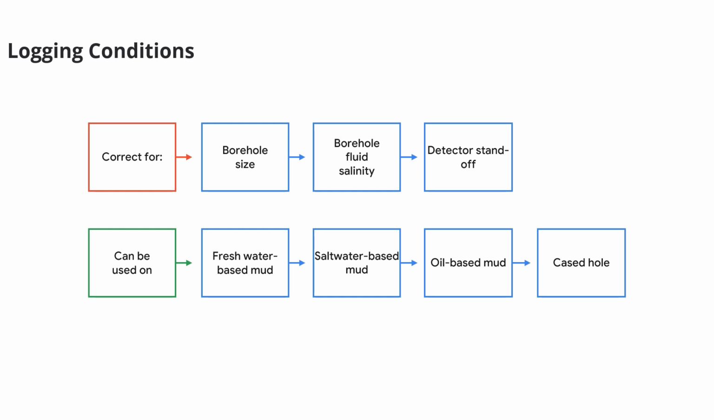Certainly, logging conditions significantly impact the accuracy of neutron porosity measurements. Factors such as borehole size, salinity, and the detector standoff, which is any physical separation between a detector and the formation, must all be considered to ensure reliable data. But in general terms, neutron porosity tools can be used on freshwater-based mud, saltwater-based mud, oil-based mud, and even on cased holes.